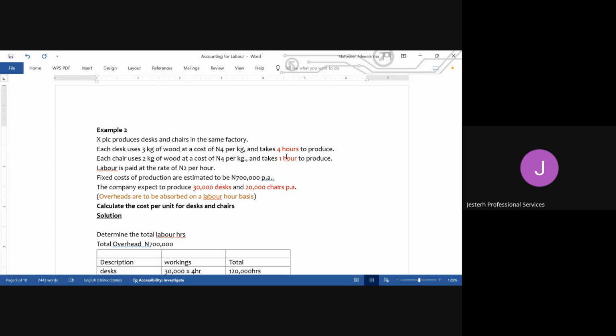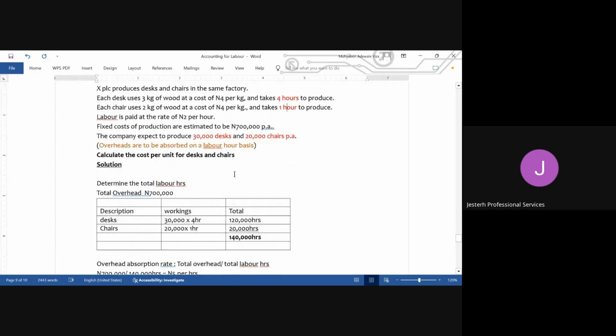So for us to determine the total labor hours, you just multiply the total units that the company has projected to produce by the hours you plan to spend producing each one. Okay. So you get the explanation very well now.